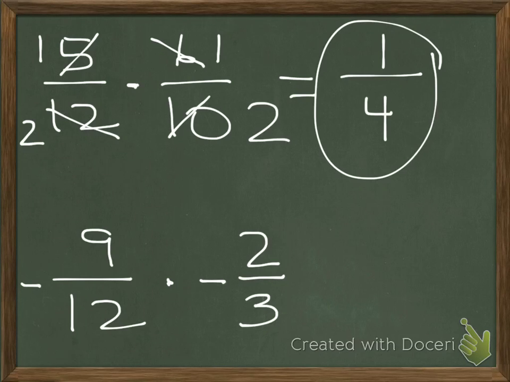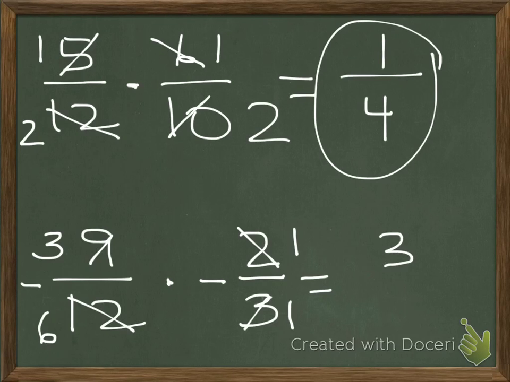Once you figure that out, then you can not worry about the negatives anymore and just simplify. So 9 and 3 have 3 in common, so I divide by 3. 2 and 12 have 2 in common, so I divide by 2. And we already know our answer is going to be positive, so we do 3 times 1 is 3, 6 times 1 is 6, and then we can simplify even more sometimes, and this would become 1/2.